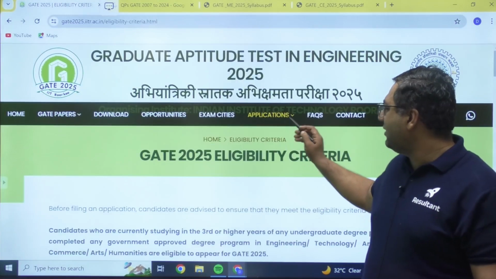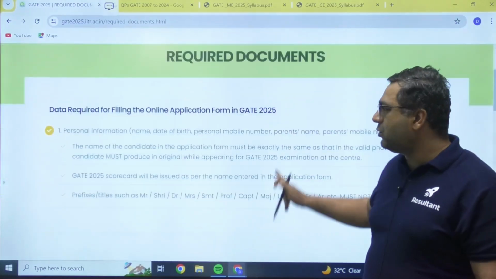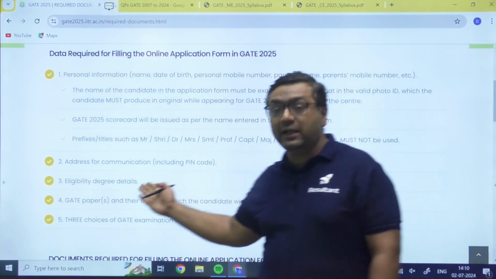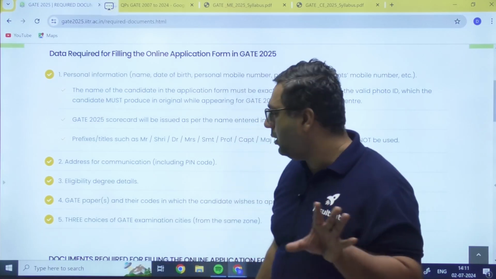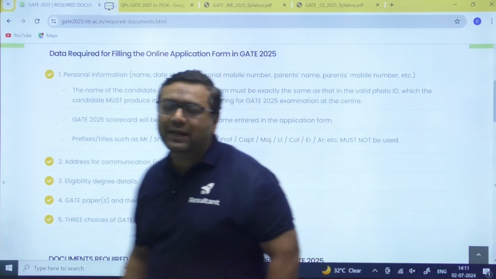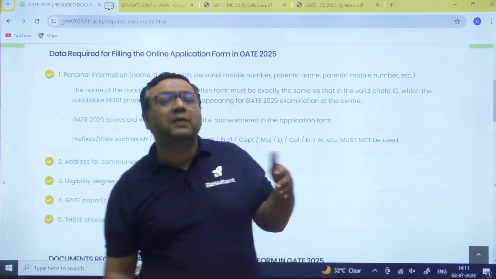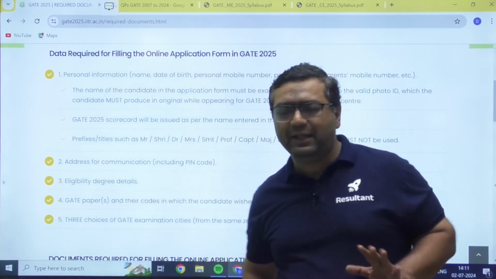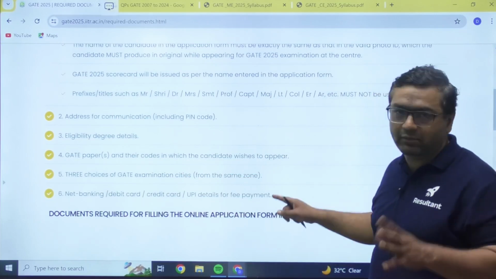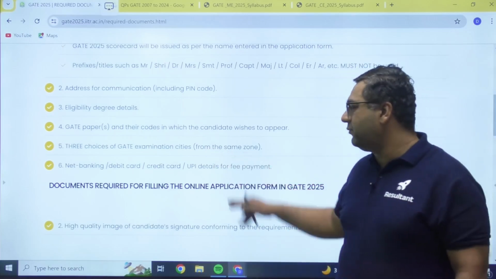Okay, so guys, when we are talking about the application section, there are required documents. First of all, personal details would be required. Second, the address of communication, eligibility degree details, and your BTech mark sheet details, whatever you have up to the time of giving the GATE. Even if you have a supply, no issues, you will get the chance. If you are going to get admission in MTech, you get time till September 30 to qualify your BTech examination. Then, GATE papers you have to decide with the codes, and 3 cities you have to choose from the same zone. Then payment can be done through net banking.